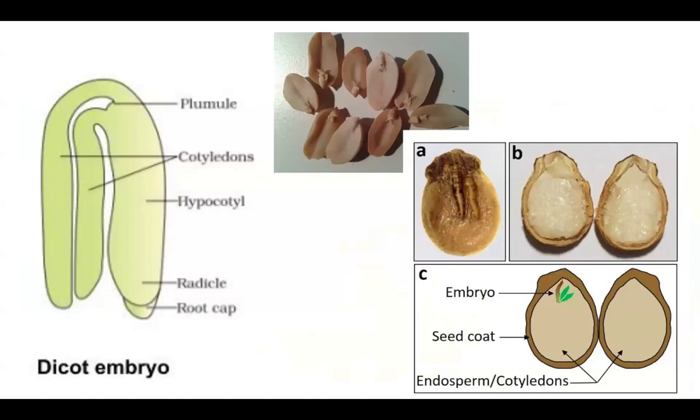Now coming to a dicot embryo. In a dicot embryo, I have two cotyledons, and in the lower part I have the radicle, which is covered with a root cap. Above the cotyledons I have the hypocotyl, which has the plumule in it. So there are two cotyledons, as you can see in peanut. And here we have the embryo very much on the top, which forms the radicle and the plumule.